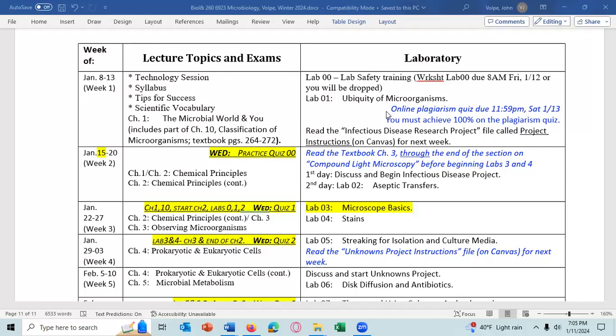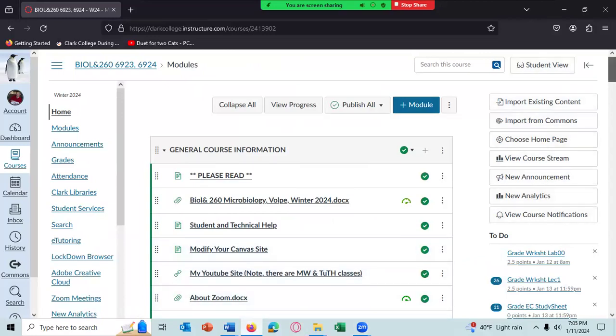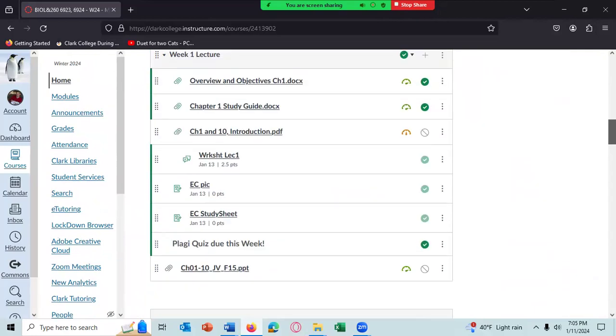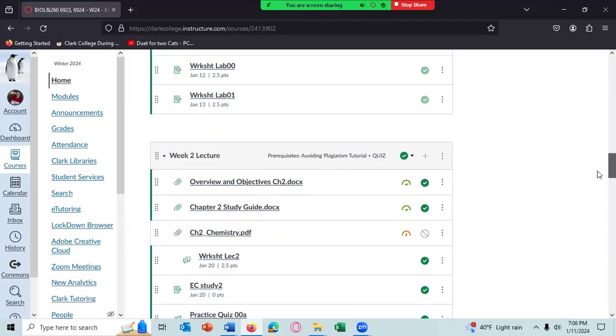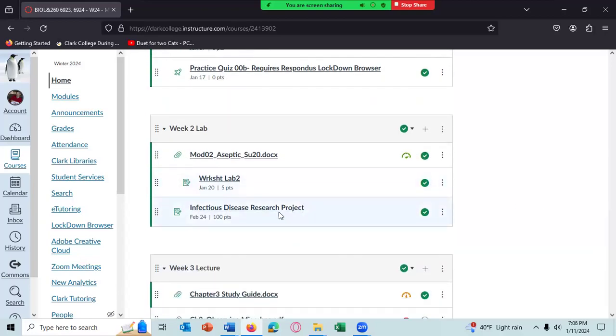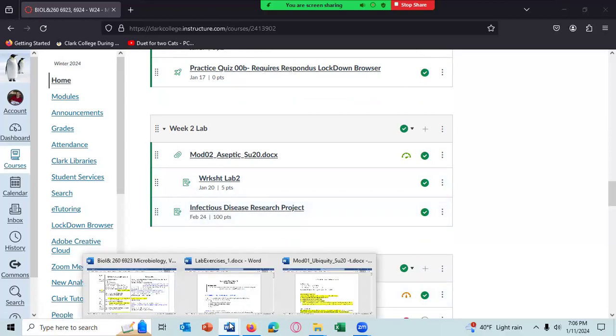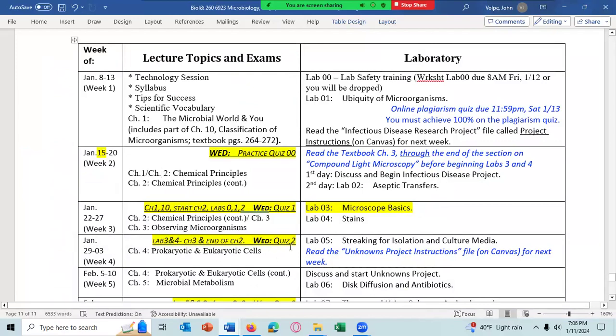Let me see if there's anything. Oh yeah, there's one other thing I need to talk about, and that is we have for the infectious disease research project a file on campus called Project Instructions. I'll show it to you now. Come down below week lab 1. I believe it's week lab 2. There's the infectious disease research project. You should open this up and read the instructions for the infectious disease research project. I'm going to talk about this, I think, in our next lab.